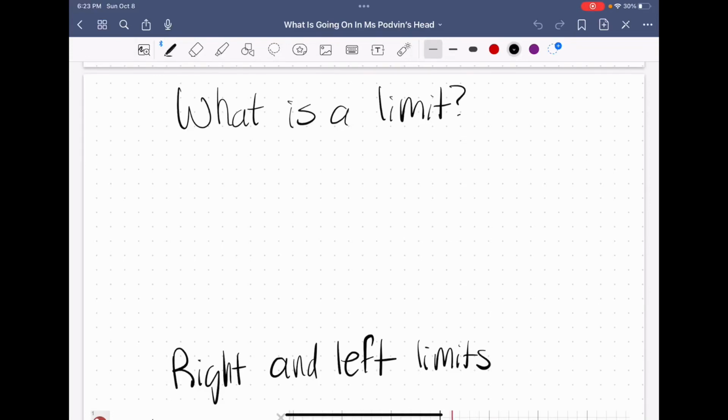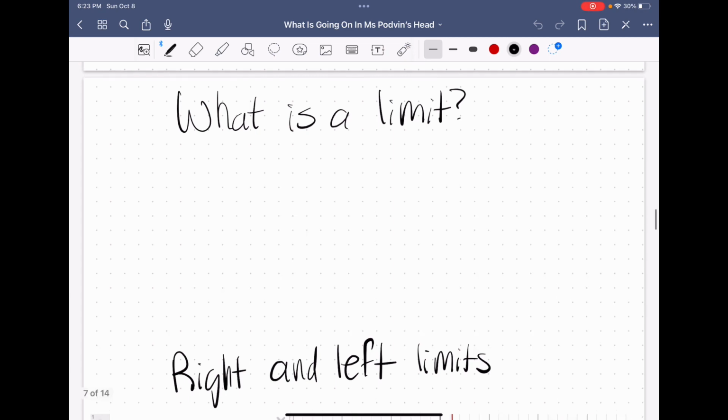All right, let's talk about what is a limit. So, a limit, the notation for it looks like this. So we have a limit notation as x approaches some number of a certain function.